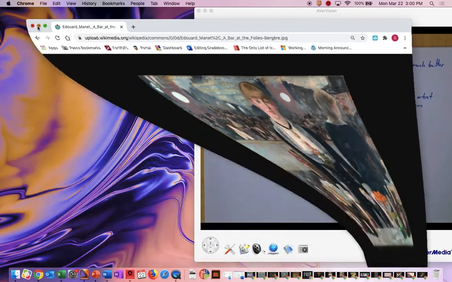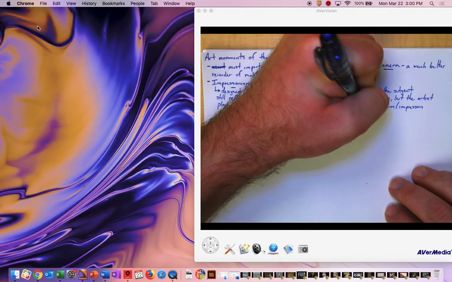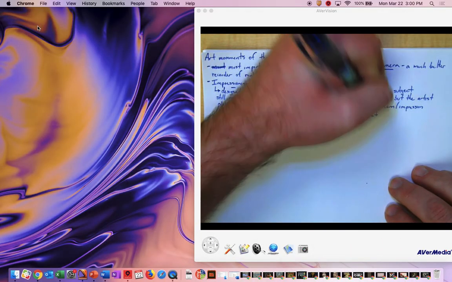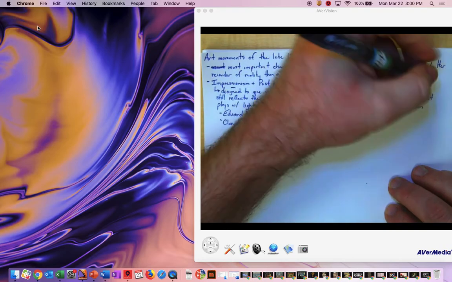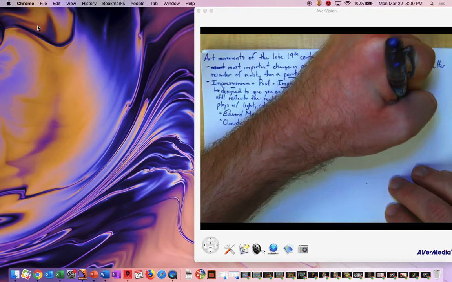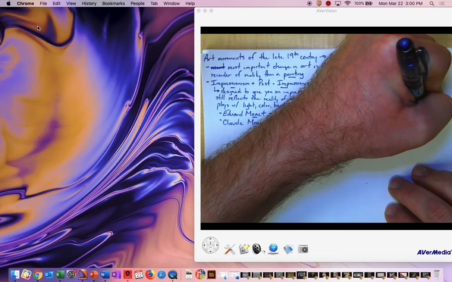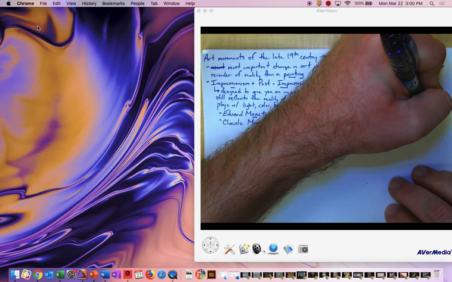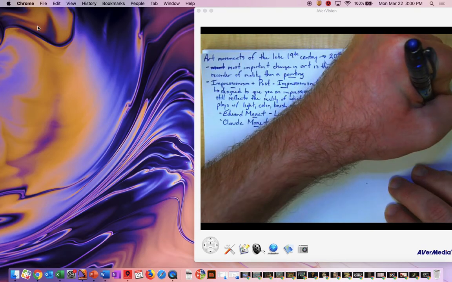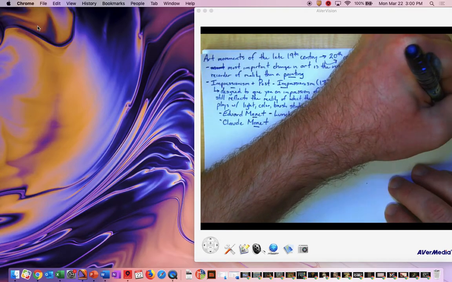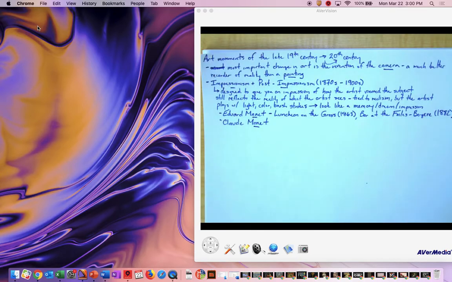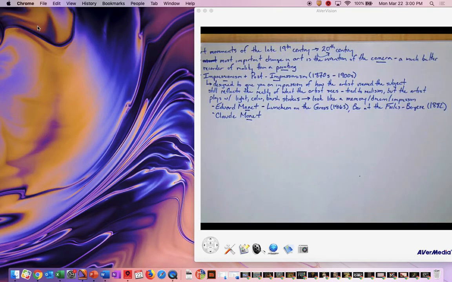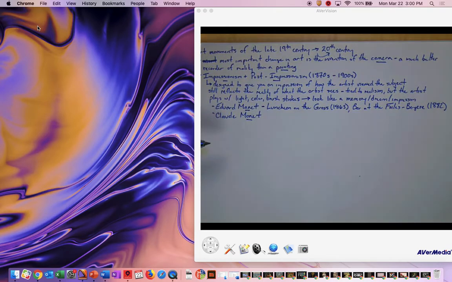So this is the bar at the Folies Bergère. This was 1882. Okay, so those are two Manets. Here are a couple of Monets.